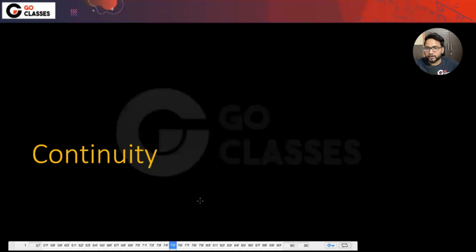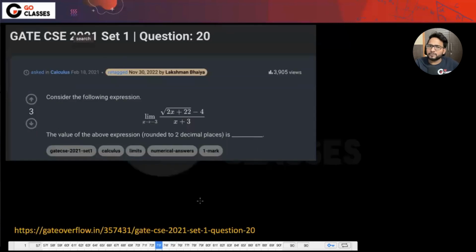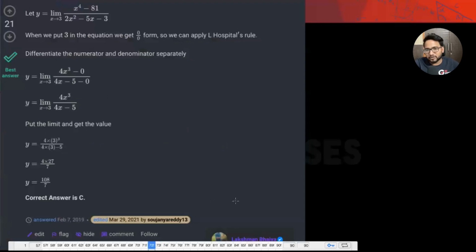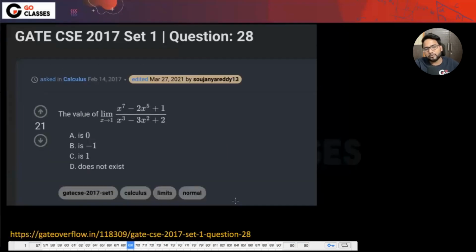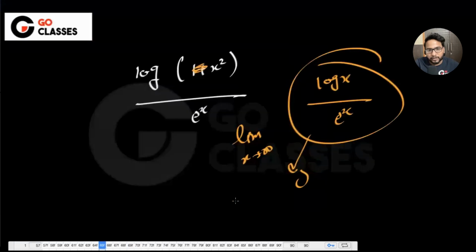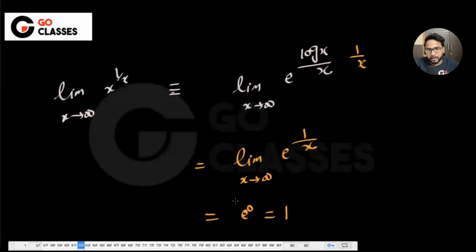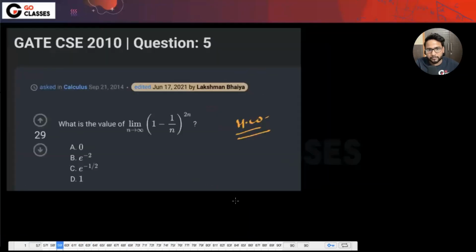Now let's just see the continuity. So have you understood the limit? We have solved all the questions of the limit. They will just ask you the easy questions only. That's how we need to solve these questions. I think only one tough or tricky question was there, maybe this one.